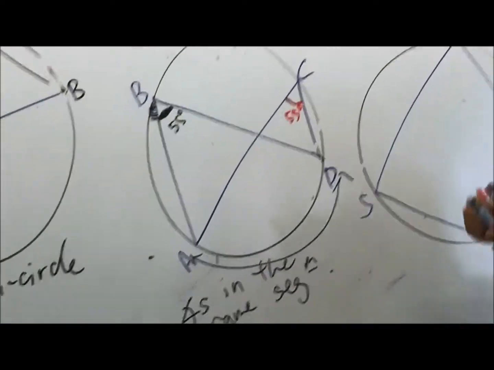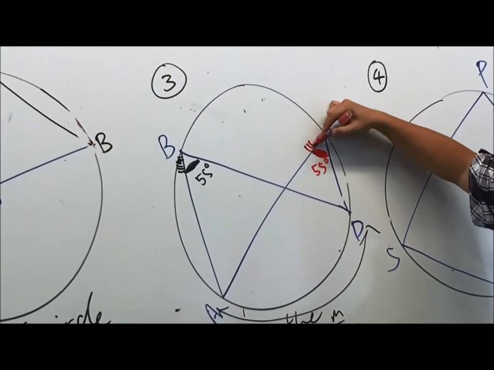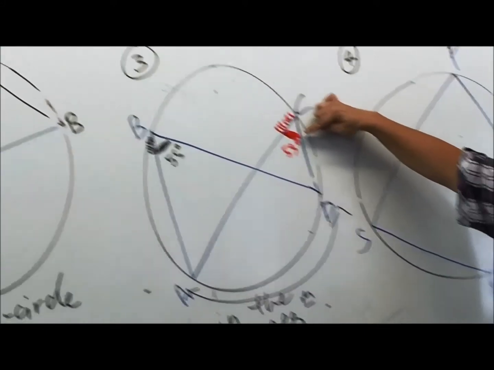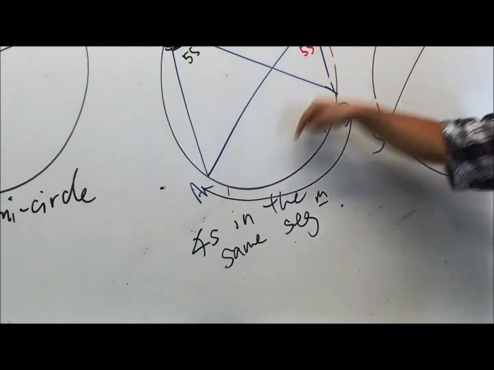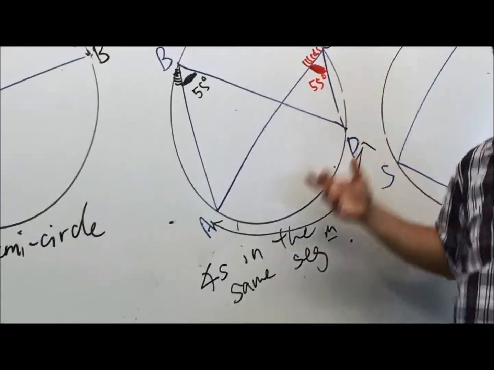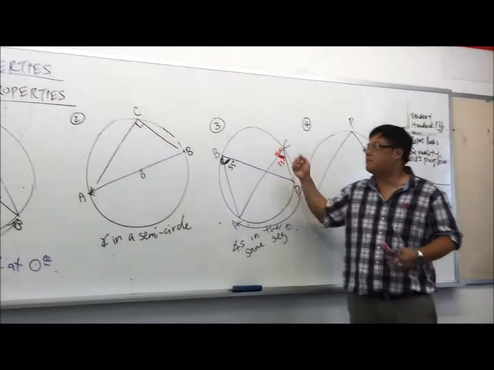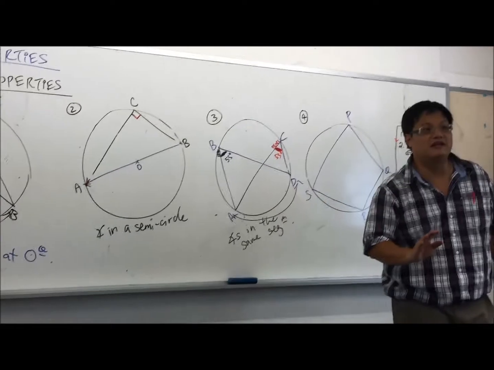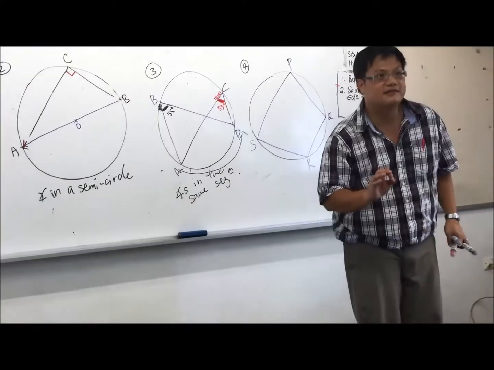ACD. Right? The point line again. So over here, this angle in red here, ACD, is also facing the same arc. When two angles share the same arc, they must be of the same size. If this is 55, this must also be 55 degrees. Am I clear?